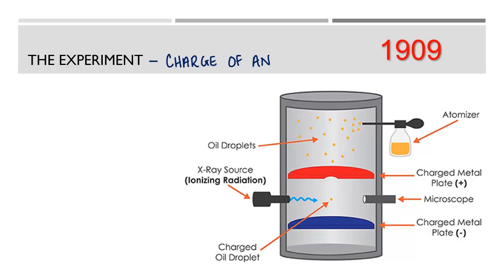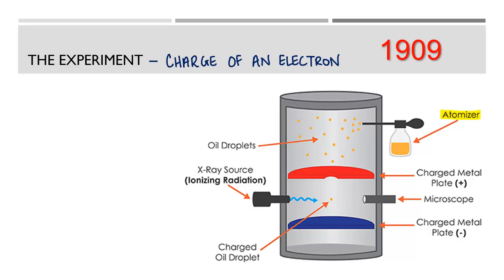So they set up an experiment to determine the charge of an electron. And the experiment that they set up was a pretty famous experiment called the oil drop experiment. So I'll show you all the little pieces of their apparatus and explain how they used it to determine the charge of an electron. It starts off with an atomizer.